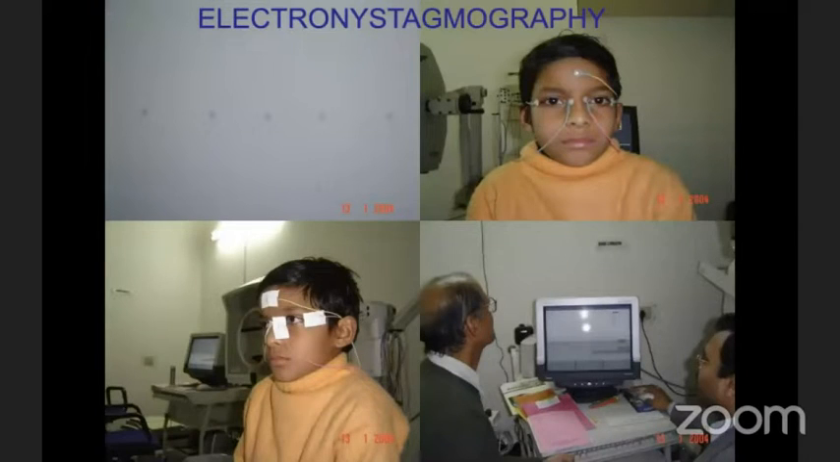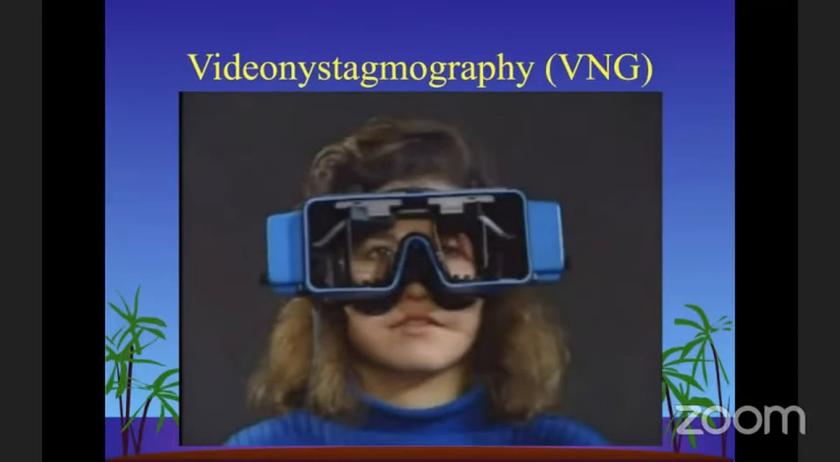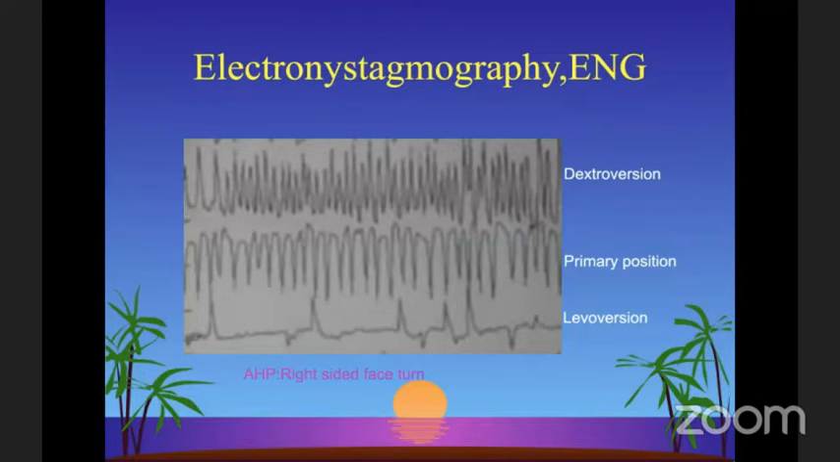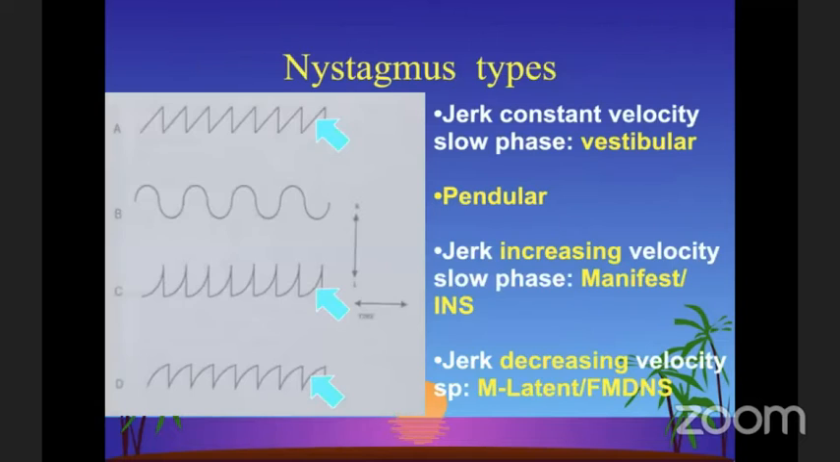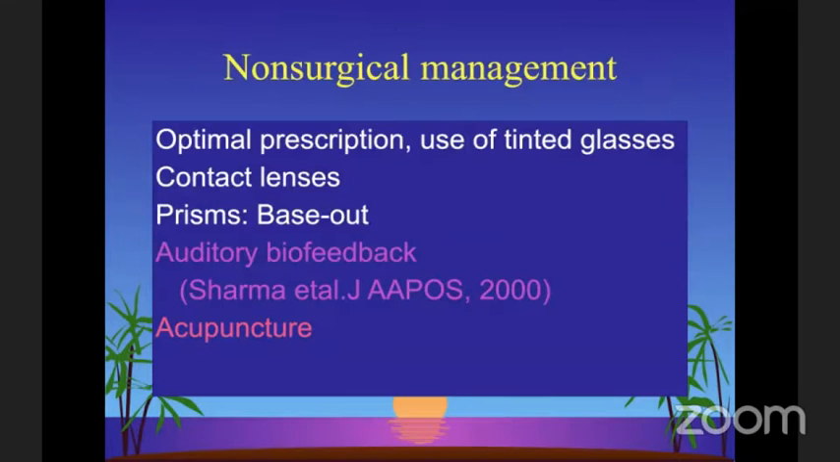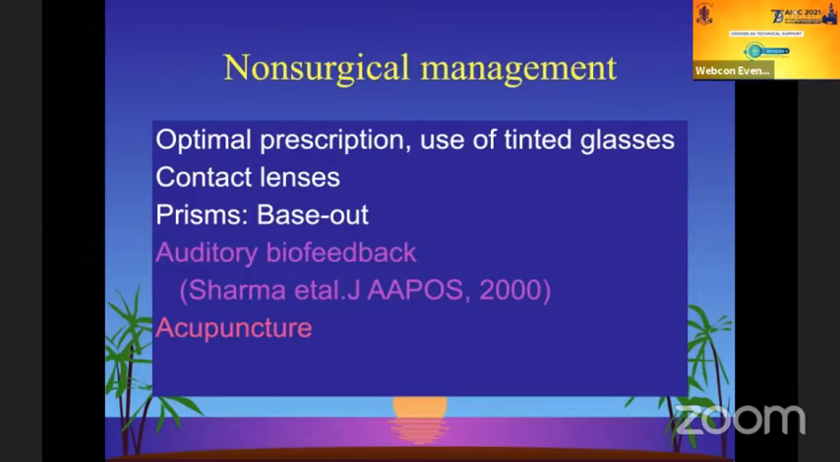An electronystagmography, if it is available, you can do. Video nystagmography can be done, and we can see the pattern of the nystagmus and find out more details about what is the type of nystagmus and what is the foveation dynamics. And acquired nystagmus would require other things.